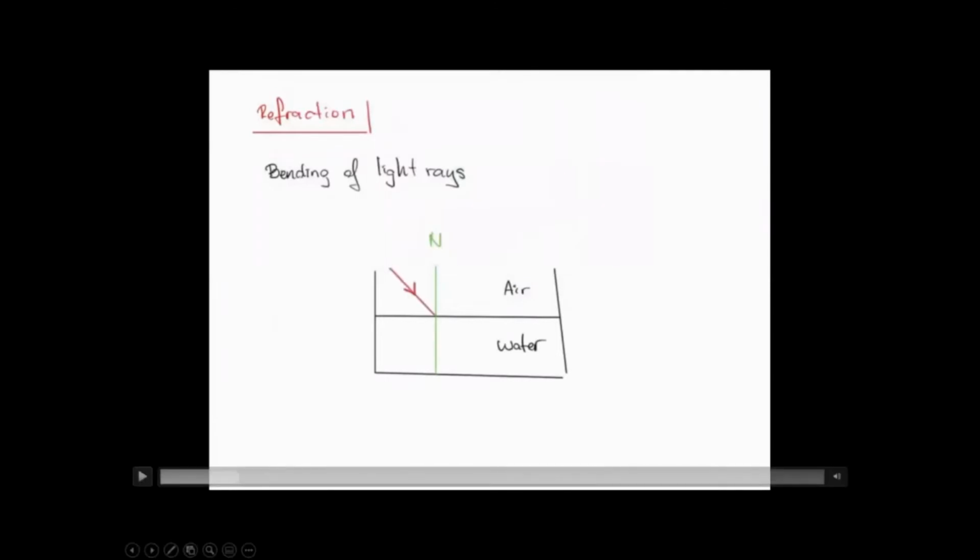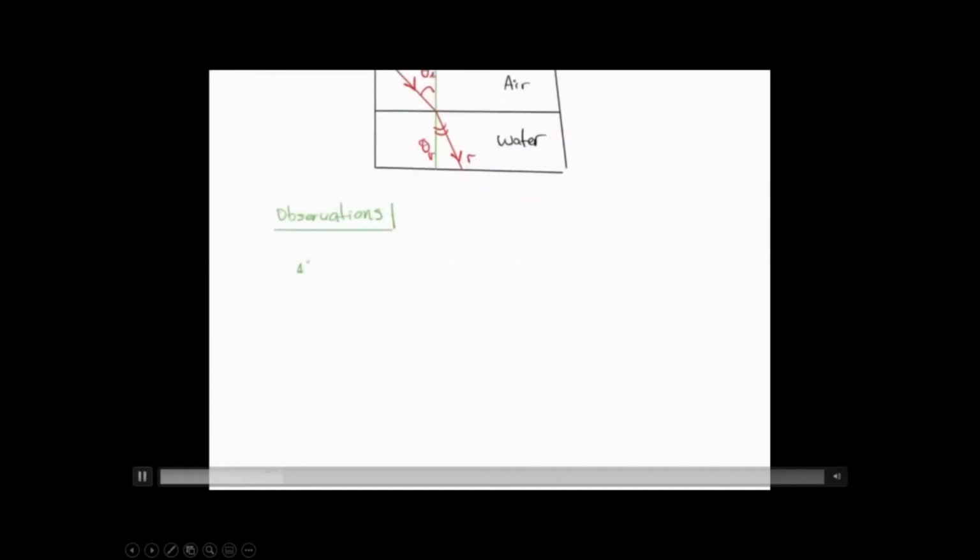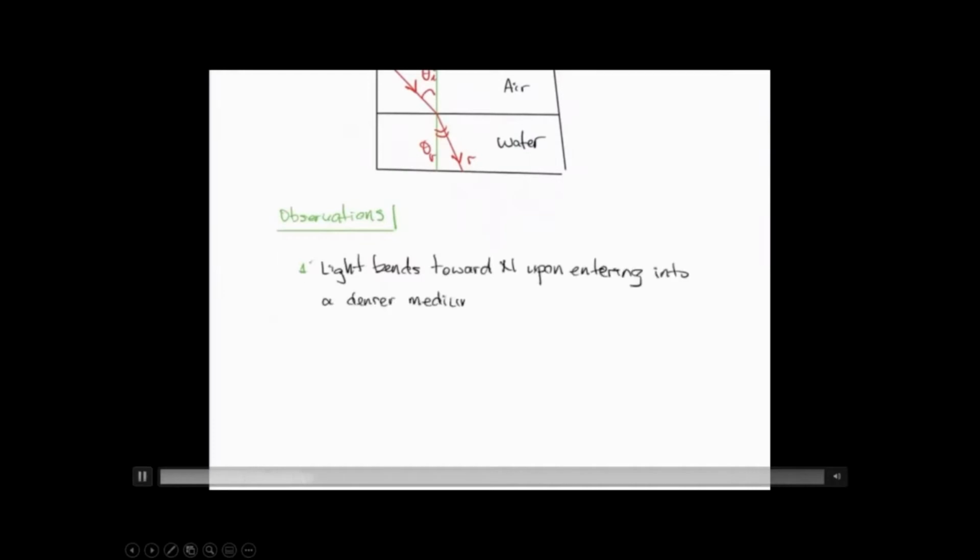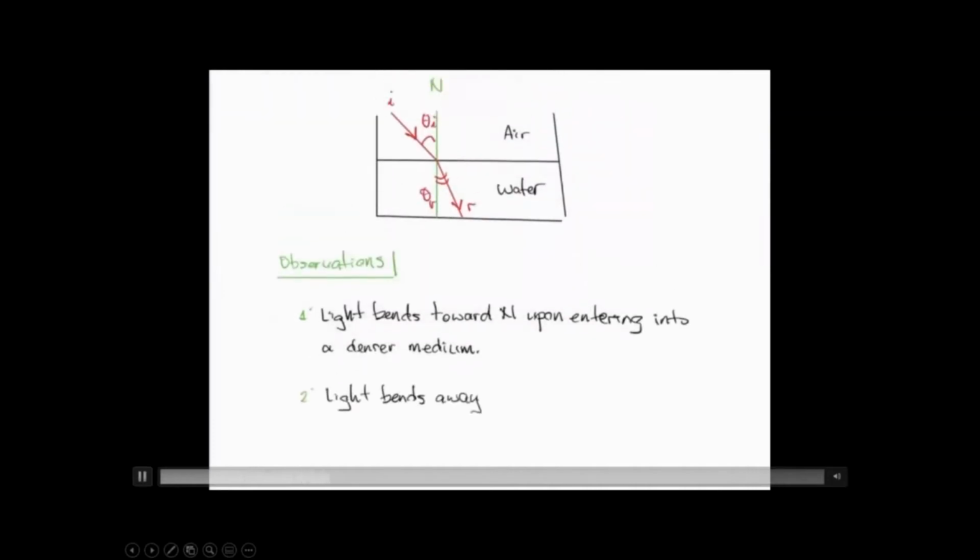If it's coming from a less dense into a more dense medium, it's going to bend towards the normal, so that's your normal. If it's coming from a more dense medium into a less dense medium, it's going to bend away from the normal. This is known as the angle of incidence. This is known as the angle of refraction. So we got a bunch of observations. The first one, the light bends towards the normal, entering into a denser medium. It's going to bend away from the normal, entering into a less dense medium.